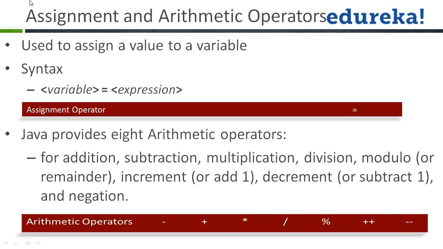Now I was on the assignment operator. It is used to assign a value to a variable, right? So you write the name of the variable, you write the equals to operator, and then you mention the value. So that means you are assigning a value, so the equals to sign is the assignment operator.